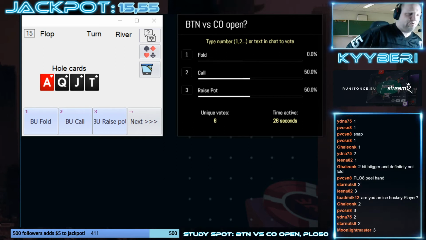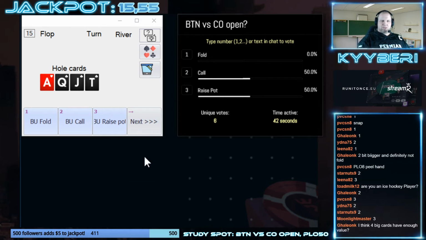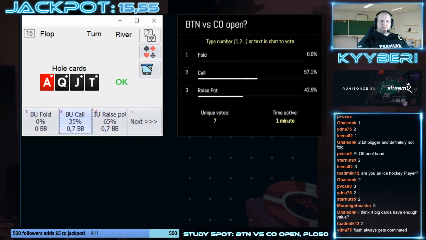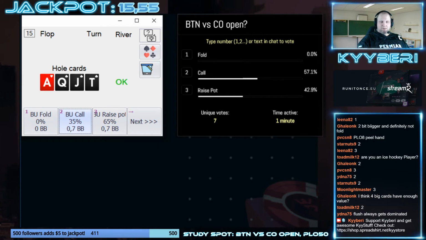I mean, is folding horrible? That's what I'm thinking here. But I'm the only one. Everyone else is calling or 3-betting. Wow. I would say that suited ace it would be a 3-bet, but I was thinking about fold. Damn. Oh, it is a 3-bet. Wow. Once again, Twitch chat is the nuts.